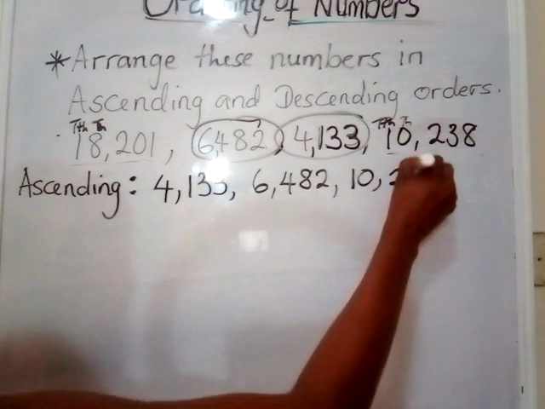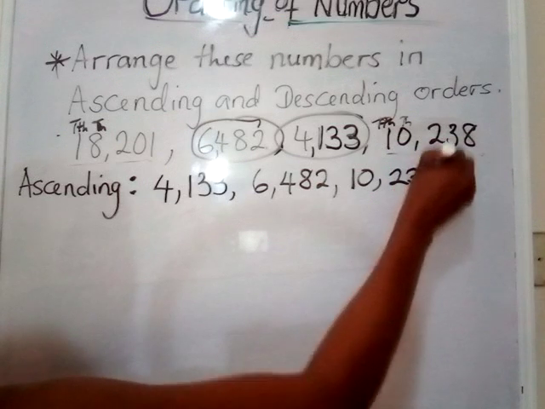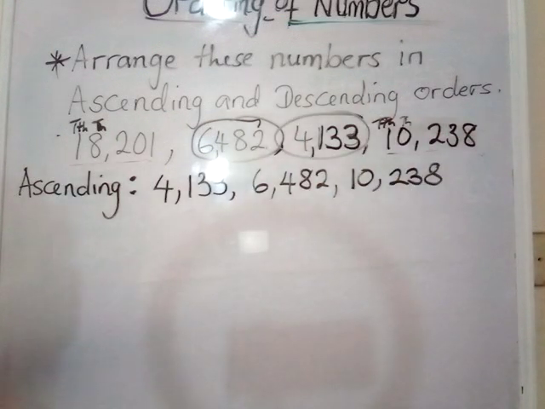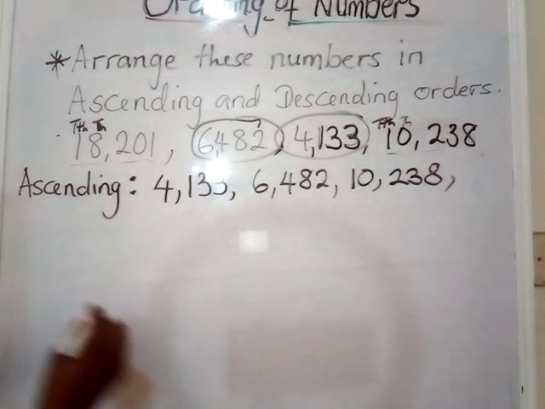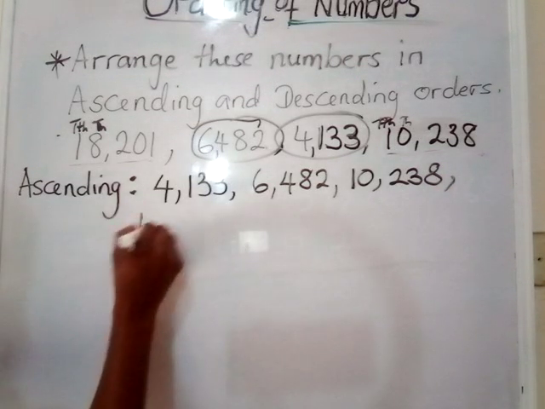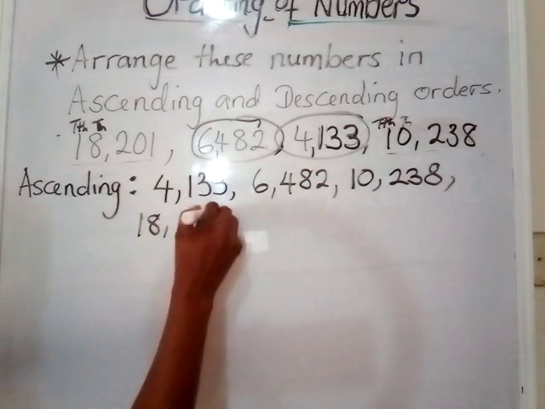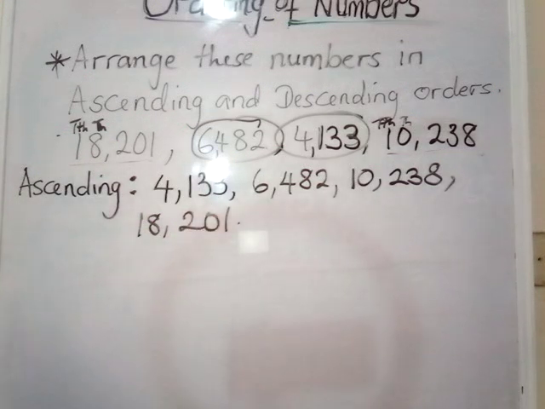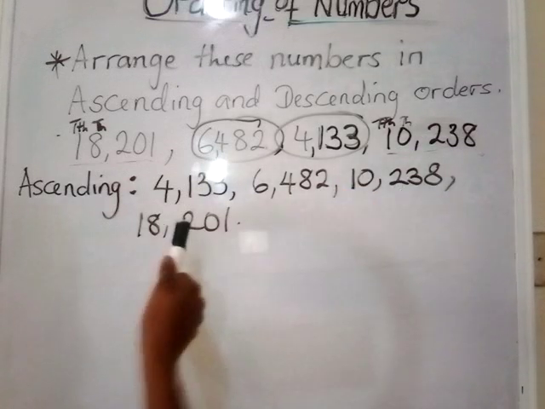So 10,238 is the next number. And lastly, you have 18,201. So these numbers have been ordered from the smallest to the biggest.